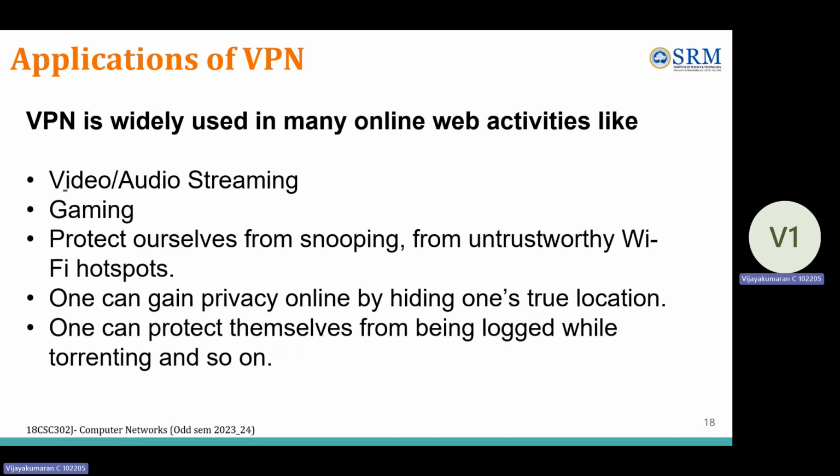Some of the applications are listed here. Video and audio streaming, gaming, protecting ourselves from snooping. One can get privacy online by hiding one's true location. You can protect yourself from being logged while torrenting. That is, you may have experience with torrenting by downloading some movies. Let us list the movies you can download by using torrent applications. All these are some of the applications of VPN.